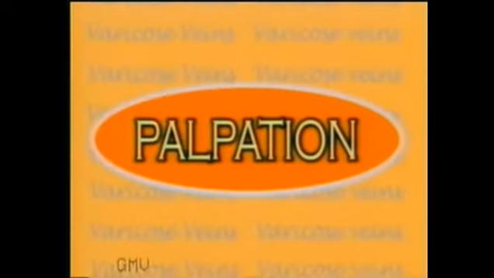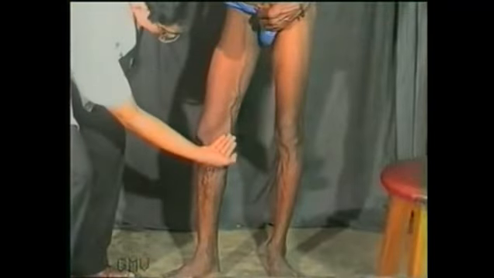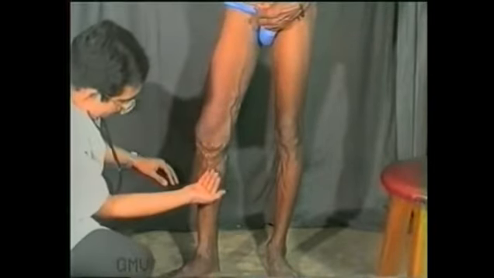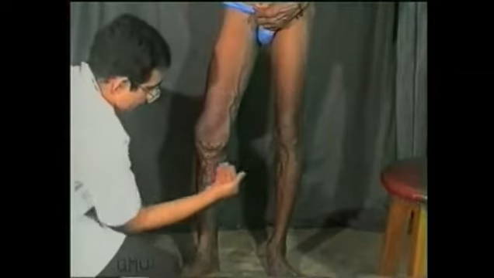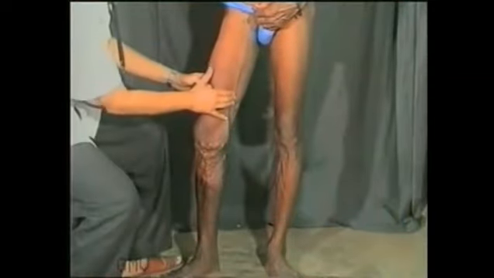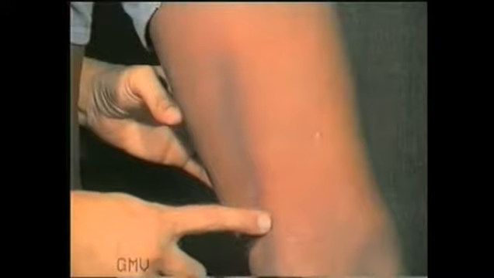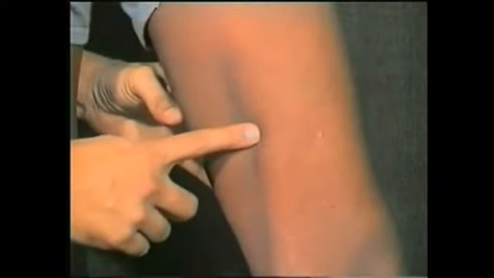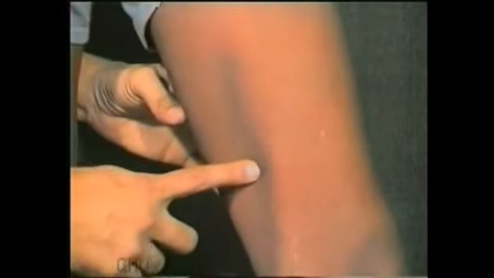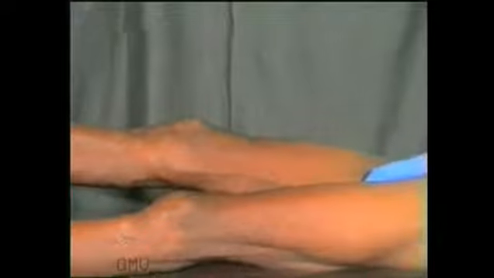Now let us proceed to palpation. With the patient in standing position, palpate the length of the vein for warmth and tenderness. Superficial thrombophlebitis in the acute stage will be warm and tender. In this patient, note the cord-like thickening and redness along the vein, suggesting superficial thrombophlebitis in this varicose vein. Now mark the course of the vein with a skin pencil.